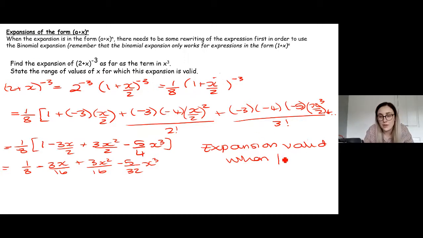Okay, so sorry about that. We got x over 2 is less than 1, so x must be less than 2. Okay, so that's that one sorted.